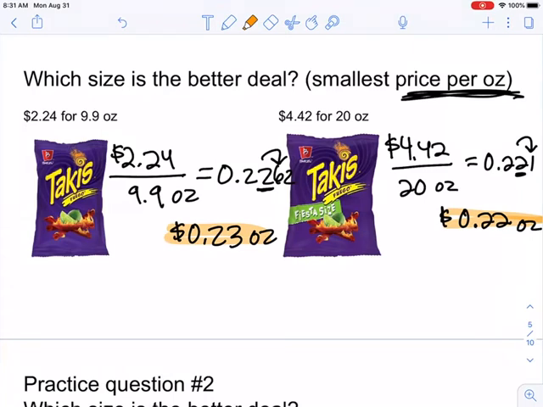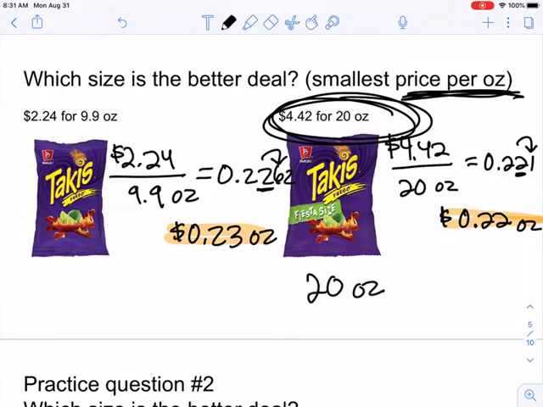So these right here, these are the numbers that we're comparing. And so 22 cents an ounce is less. So that means that this size right here, the 20-ounce bag, is going to be the better deal. That would be our answer.